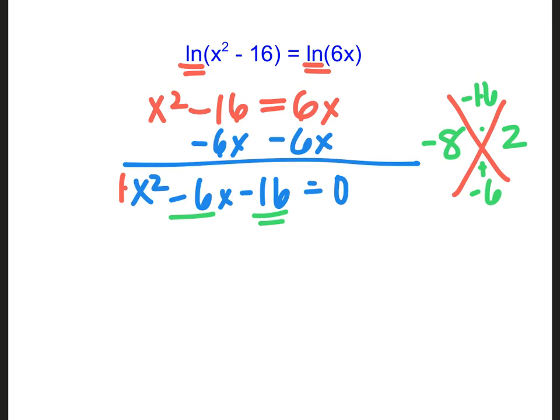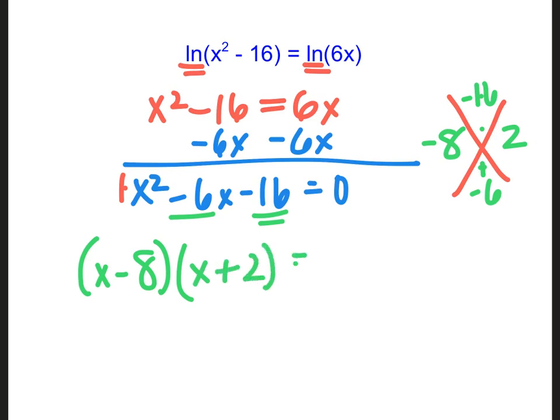That means I can break down my equation. So I have x minus 8 times x plus 2 equals 0. Remember, from here, you're going to set each of those factors equal to 0.